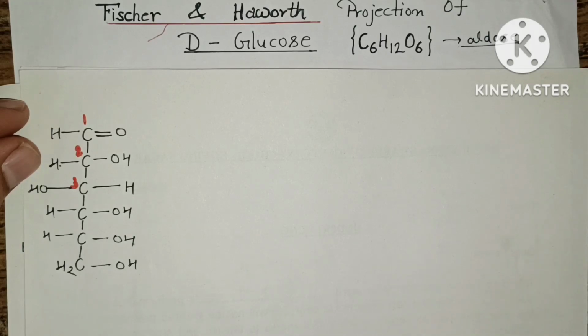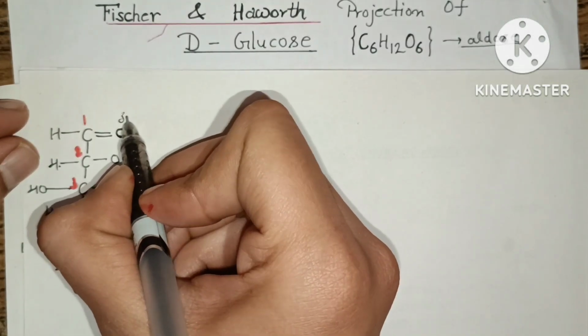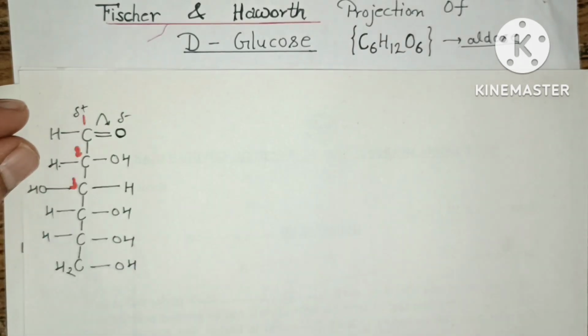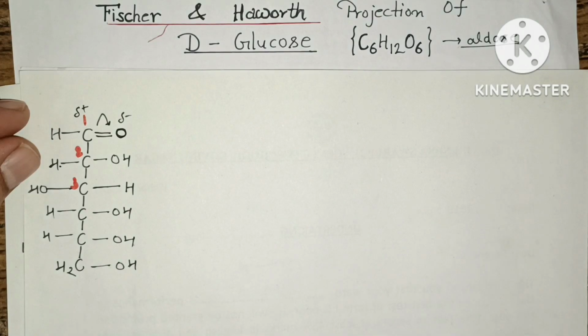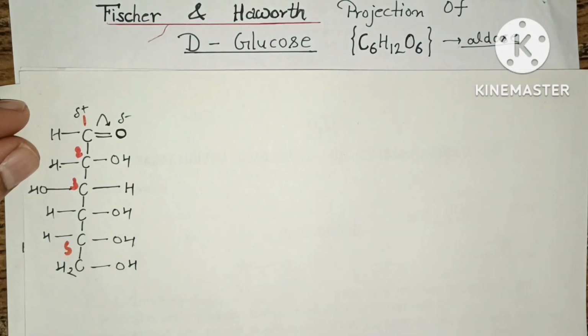Now you can see the closed chain structure also. What you need to see is that this oxygen will have a partial negative charge because of the breaking of the bond. This carbon will have a partial positive charge. So now to close the chain, you need to find the fifth carbon. Where is the fifth carbon? 1, 2, 3, 4, 5. This is the fifth carbon.